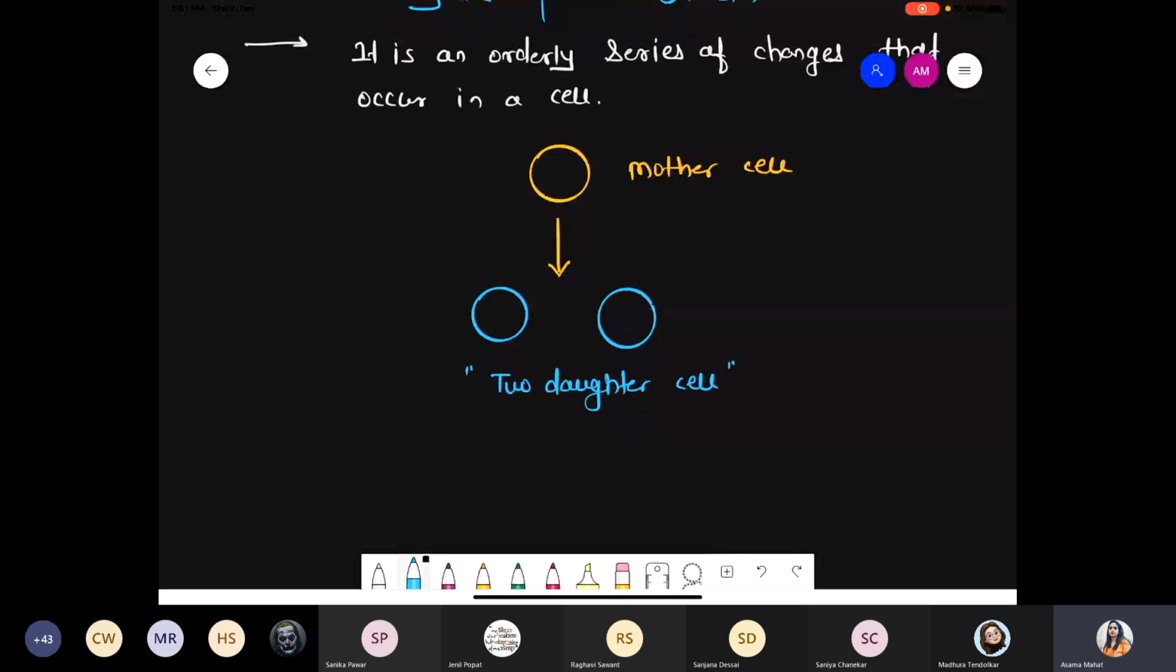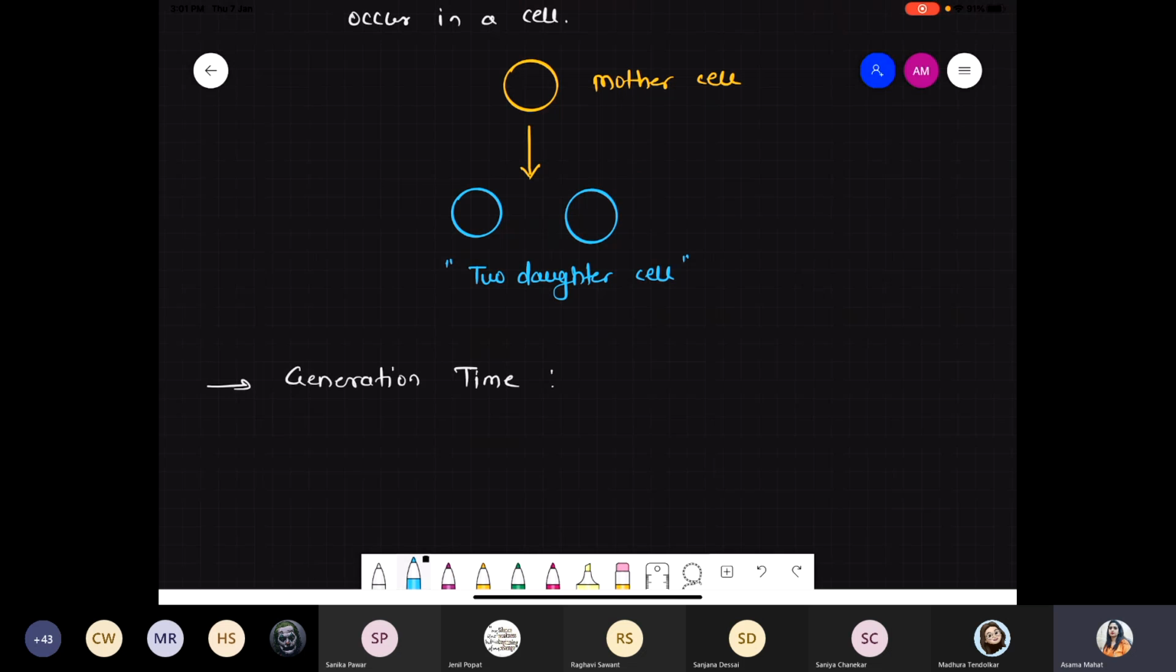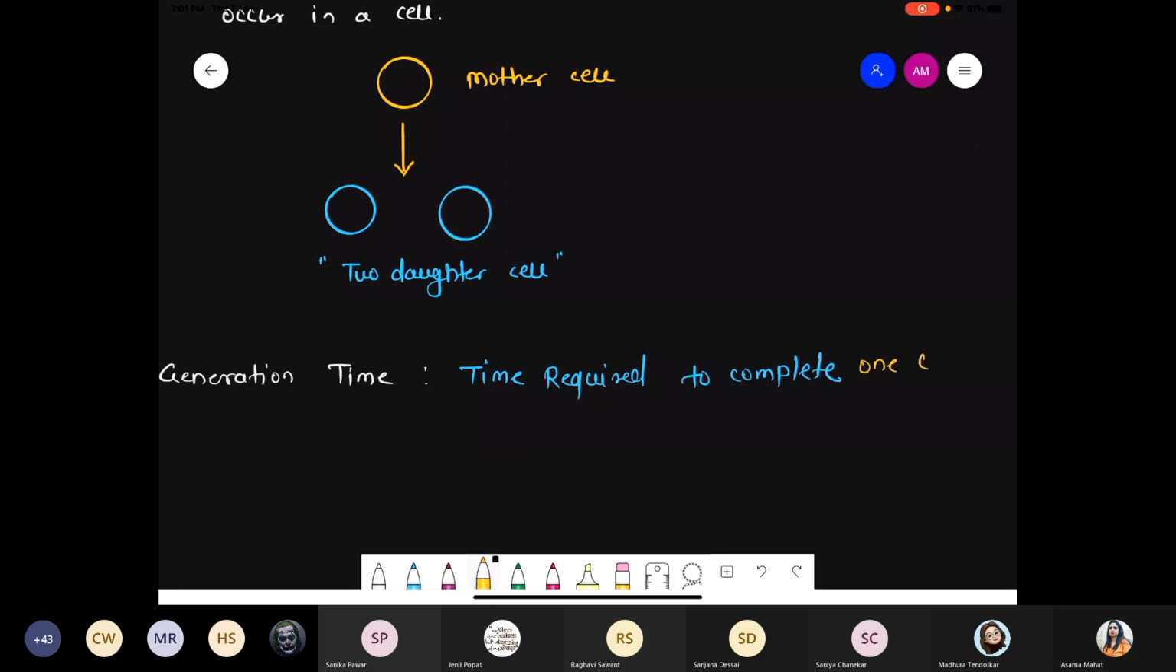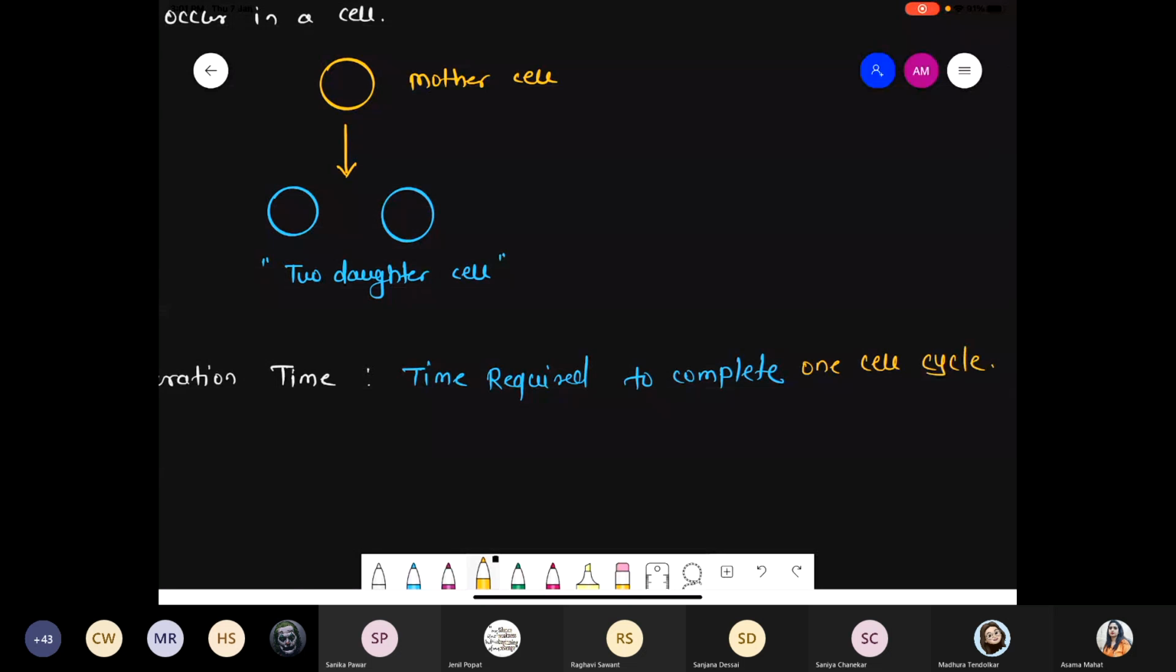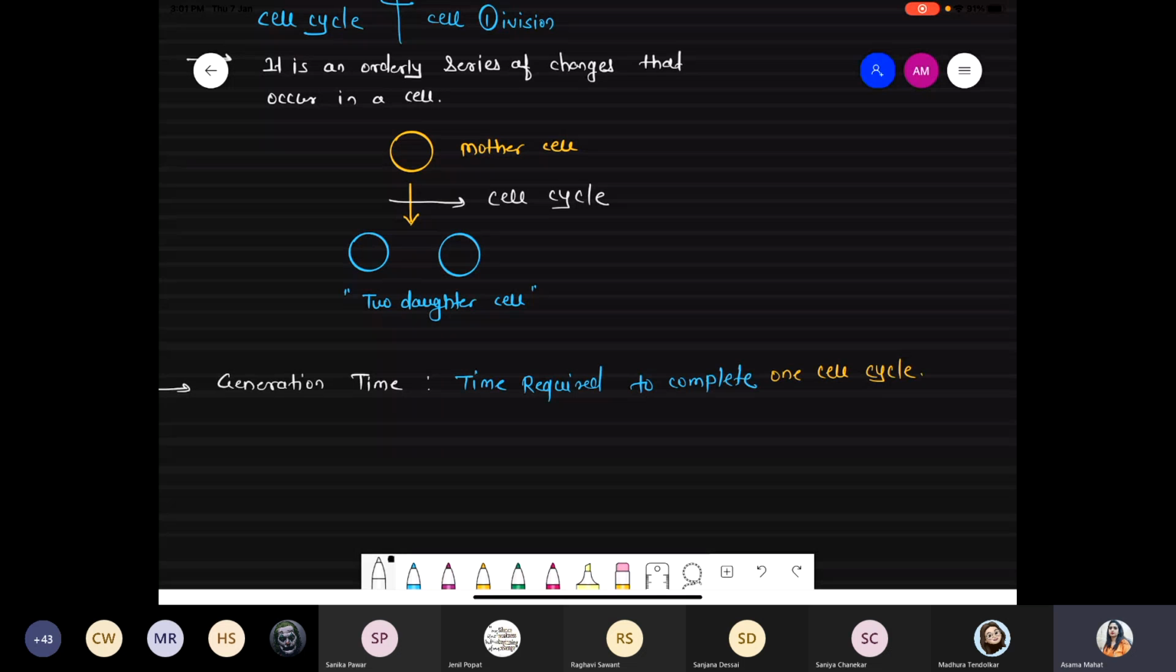Next concept we are talking about is generation time. Simple definition for generation time: it is the total time required to complete one cell cycle. ठीक है, to complete one cell cycle. So obviously, this part is about one cell cycle. From one mother cell we obtain two daughter cells. How that two daughter cells get formed, how much time is required, that time period is simply called the generation time.